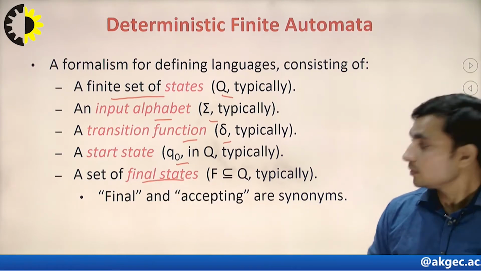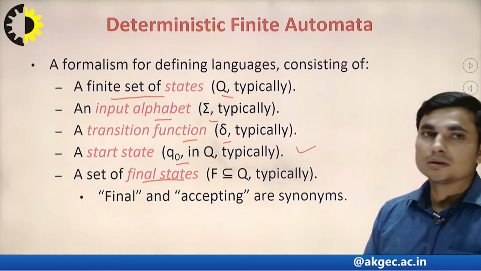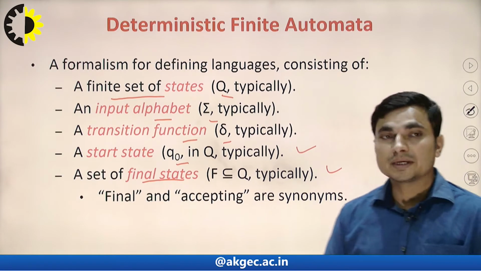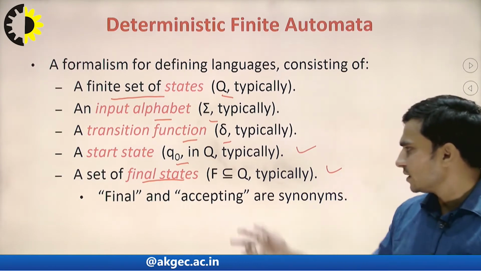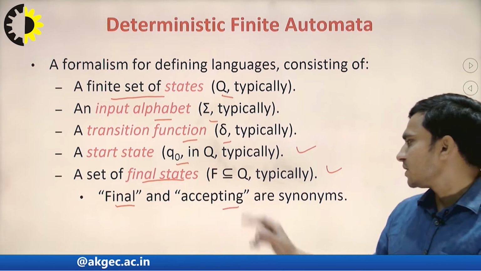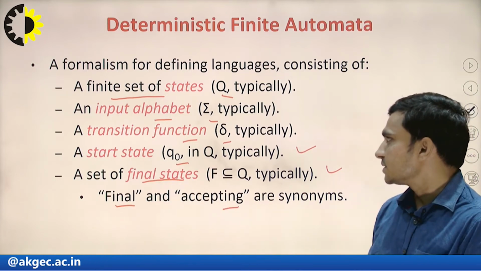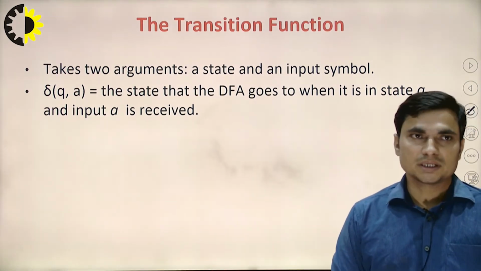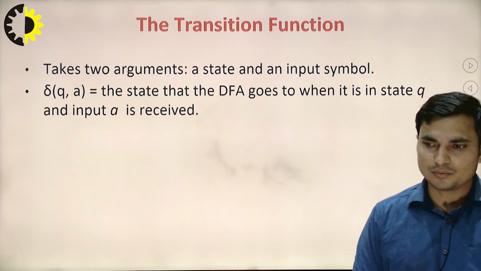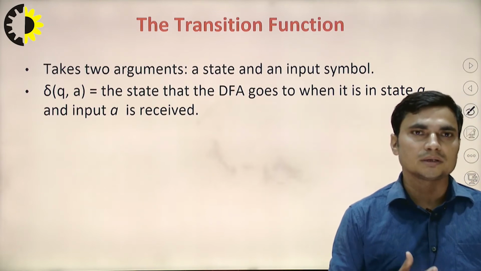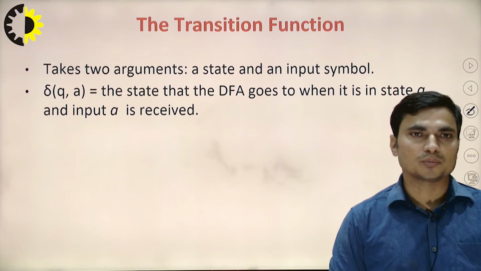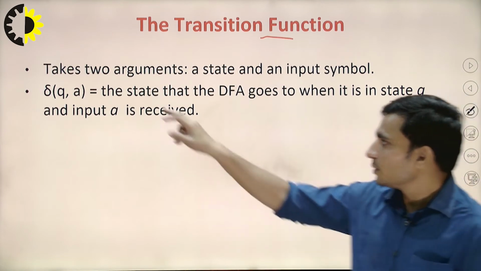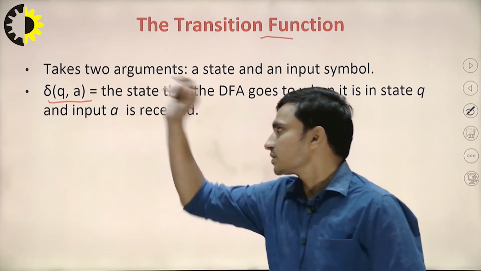In a DFA, we can conclude that there must be only one initial state, and we can have more than one final state. Alternatively, we can use the term final or accepting states. The transition function is a very important thing in a DFA, because whatever next state we are going to process is defined by this transition function. We represent the transition function like delta (Q, a).